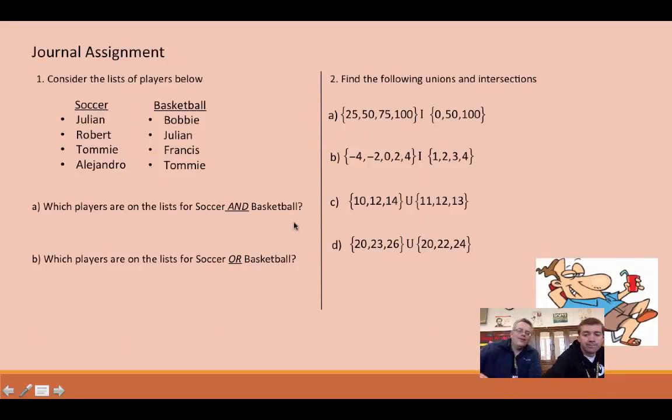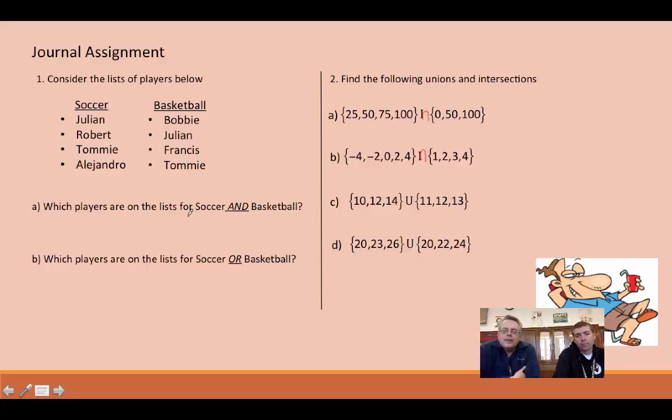All right, Lewis, what else we got? It's their turn. Oh, yeah, cool. Now, we've got to fix some signs for them. Okay. Lewis will fix those while I describe it. So in the first one, we have two teams, a soccer team and a basketball team. So for A, find all the players that are on the soccer and the basketball team. And for B, find the list of players who are on the soccer team or the basketball team.